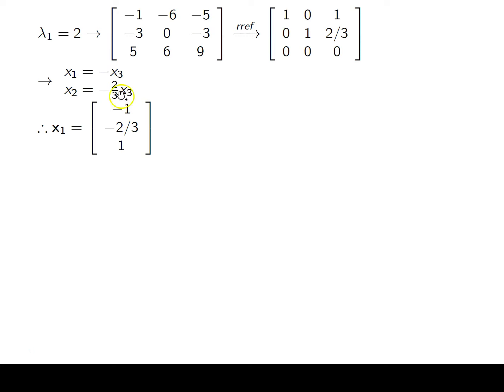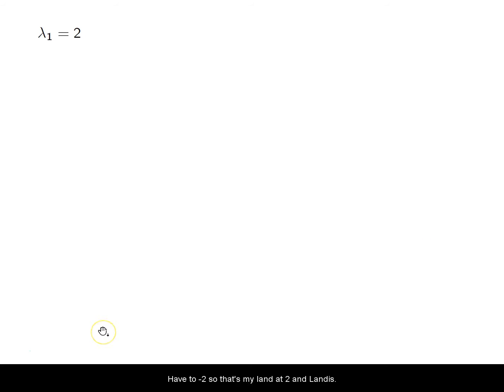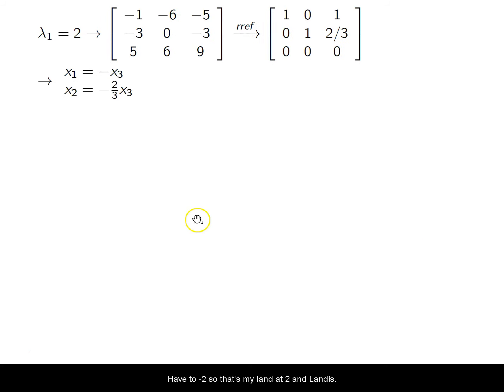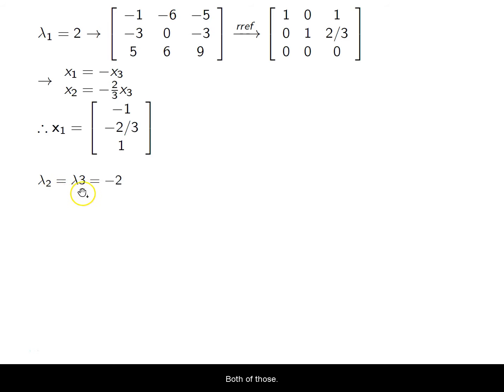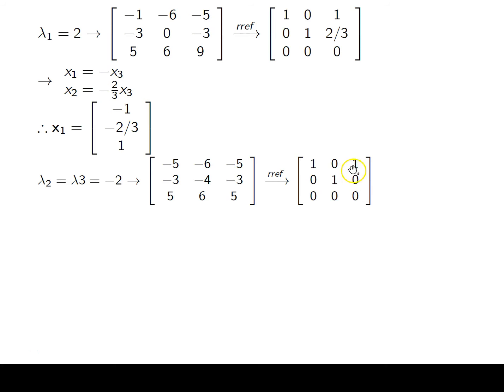For the next one, I have lambda 2 is same as lambda 3, which is negative 2, right? So again, I have 2 negative 2's, so that's my lambda 2 and lambda 3. Okay, so both of those, I guess that didn't go as a subscript either. So this is negative 2. Okay, so that gives me this matrix when I plug it into the diagonals, right? Only the diagonals are different. If I throw this in my calculator, I get this out. So that means that x2 is 0 and x1 is negative x3.